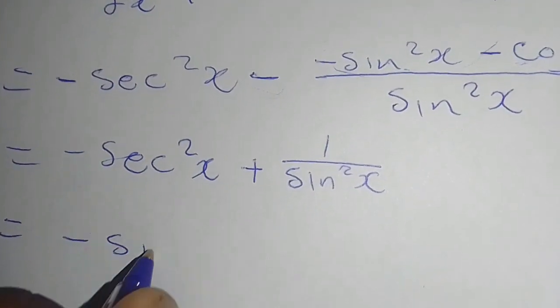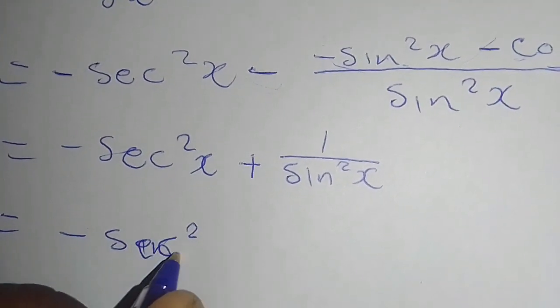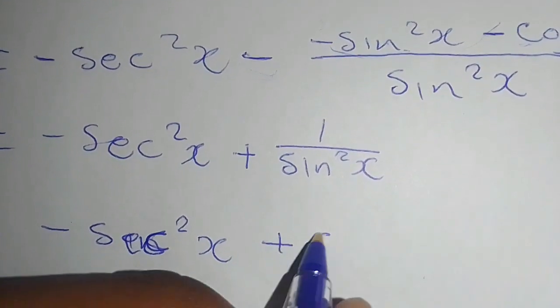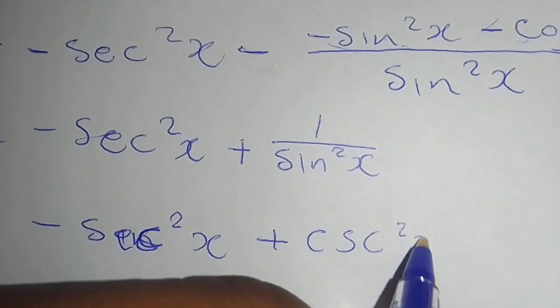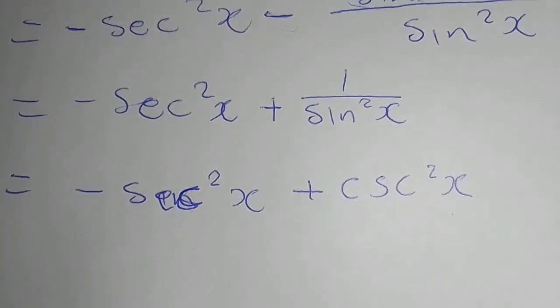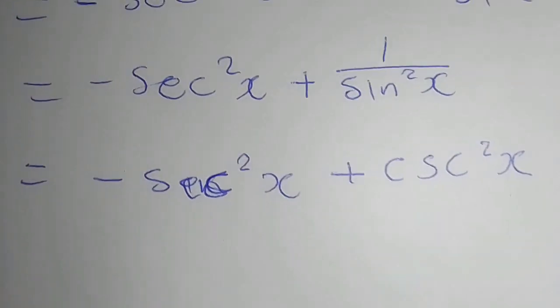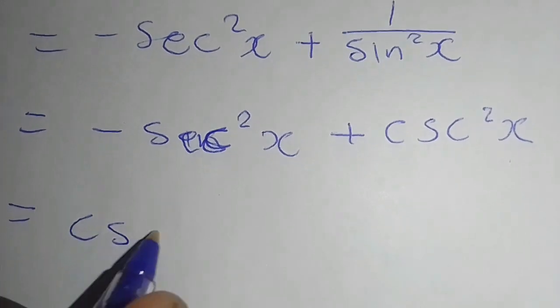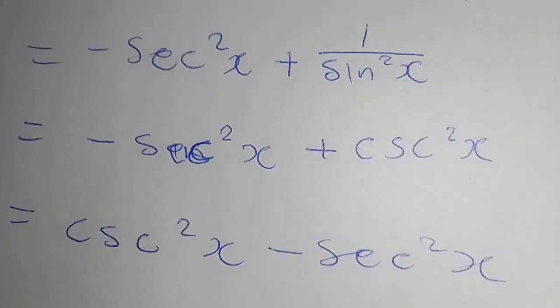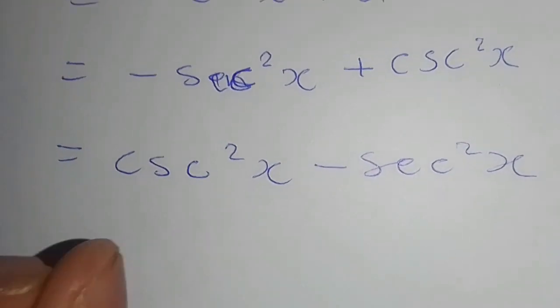And we know that 1 over sine square x, we know that 1 over sine is technically cosecant. So we are basically adding cosecant square x. So that's basically what we have right here. But you can further start with the positive term and say you have cosecant square x minus secant square x. So that will technically be it. So yeah, that's that.